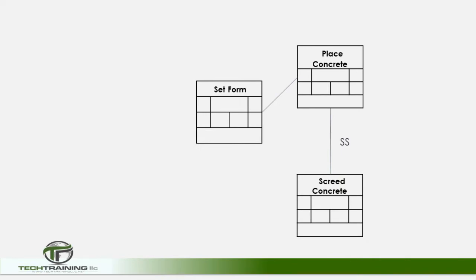Another activity relationship is the start-to-start relationship. Here, two activities must start at the same time. As an example, the placing of a concrete sidewalk. As the concrete is being placed, the finishers are screeding the concrete directly behind the placement. So, the placement of the concrete and the screeding must start at the same time.